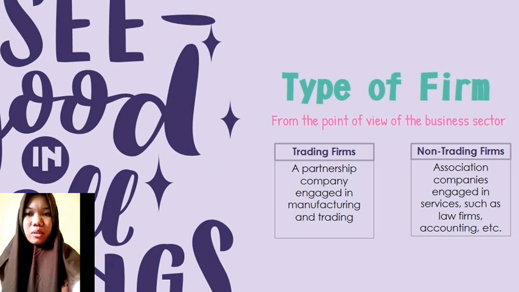Next, types of firms. From the point of view of the business sector, there are two types. Those are trading firms and non-trading firms. A trading firm is a partnership, a company engaged in manufacturing and trading. A non-trading firm is an association company engaged in service such as law service, accounting, etc.